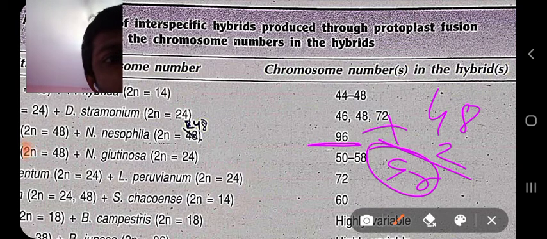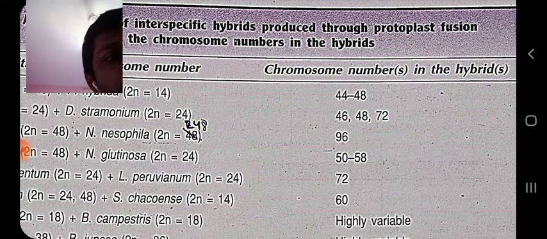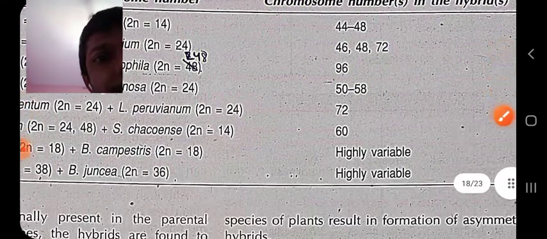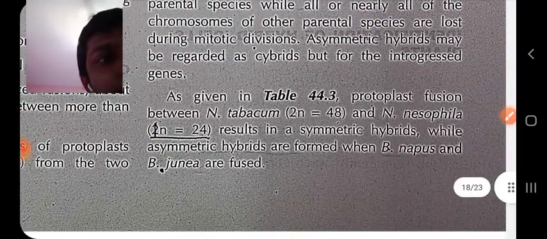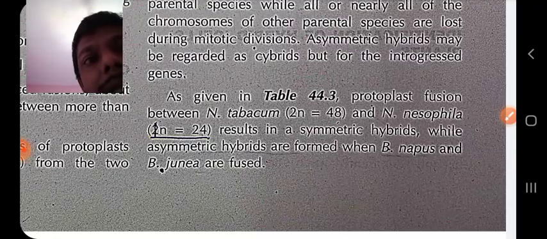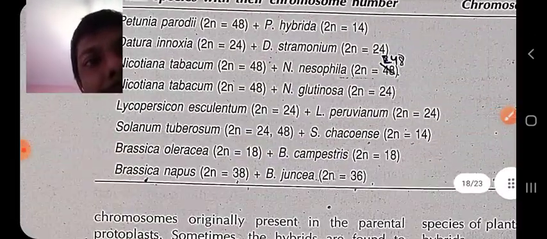So all the chromosomes have been retained from both species, that is Nicotiana tabacum and Nicotiana nesophila. So it is a symmetric hybrid. But an asymmetric hybrid example has been given from Brassica napus and Brassica juncea. Let us see Brassica napus and Brassica juncea.